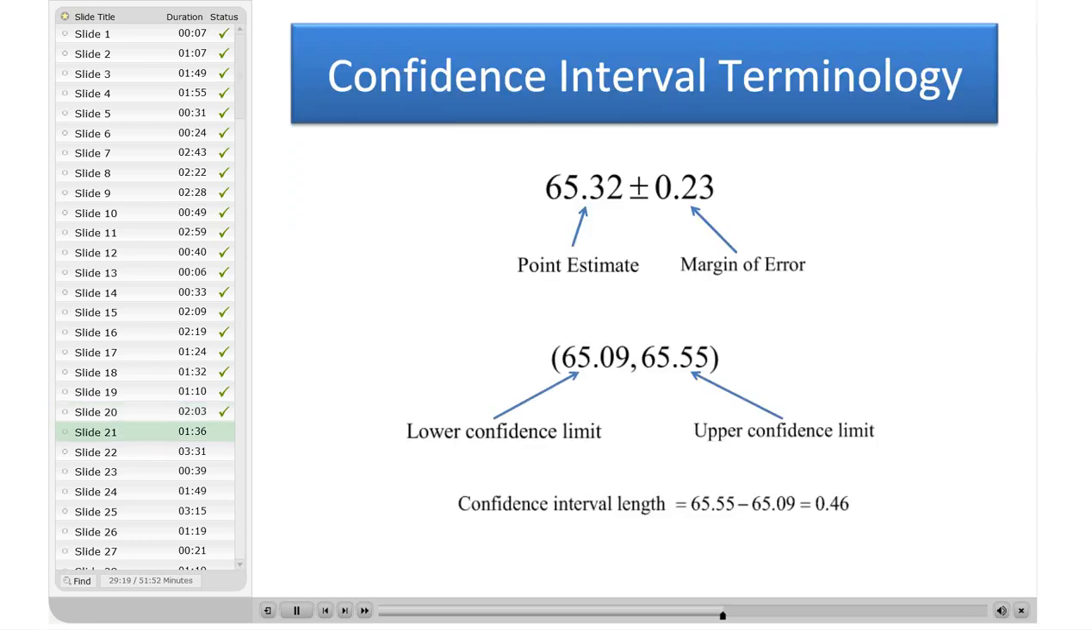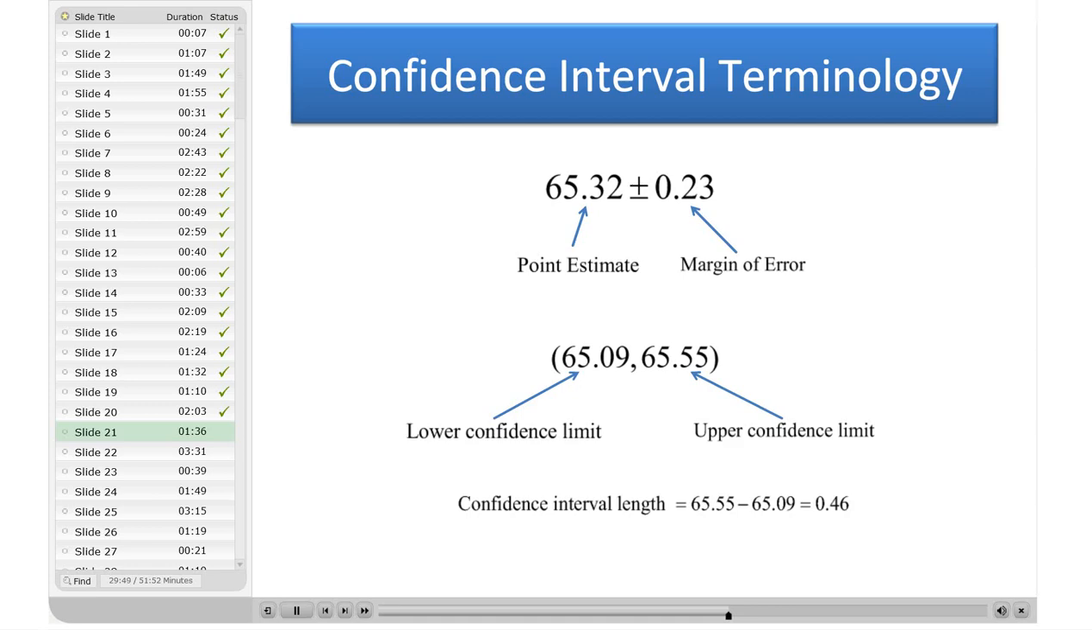Now that we've calculated a confidence interval, it's a pretty good time to discuss some of the terminology that is used with respect to confidence intervals. So if we take the confidence interval from the previous slide and write it down, it was 65.32 plus or minus 0.23. And we've already discussed these two terms, point estimate and margin of error. So our point estimate is just whatever our sample mean is, 65.32. And the margin of error is the amount that we think we might be off by.